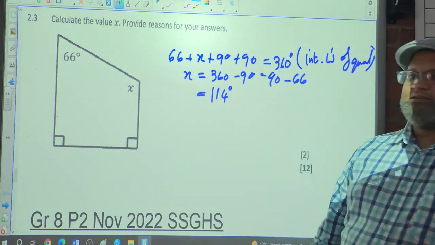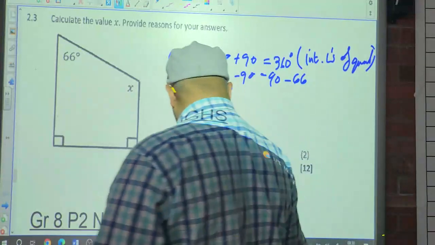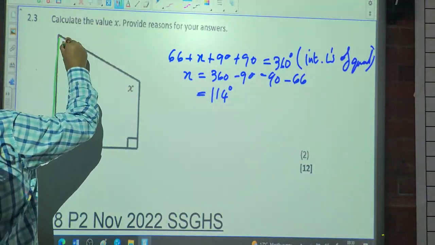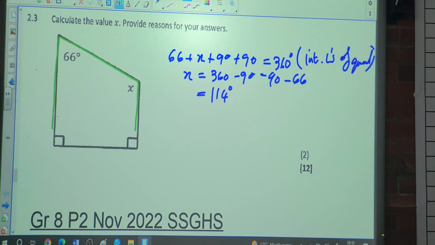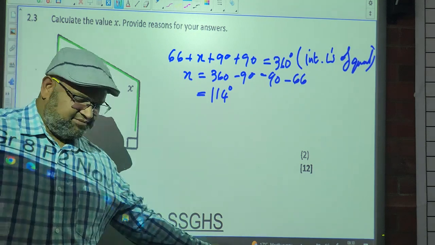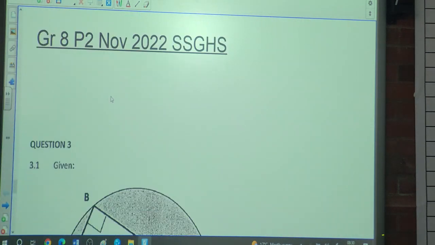Is that correct? Could I have said that 66 plus x is 180, co-interior? Could I have said that? No, why not? We weren't told that the lines are parallel, so I can't use co-interior. Unless I prove that the lines are parallel, then I can go with co-interior. Okay? We're not at that point yet.